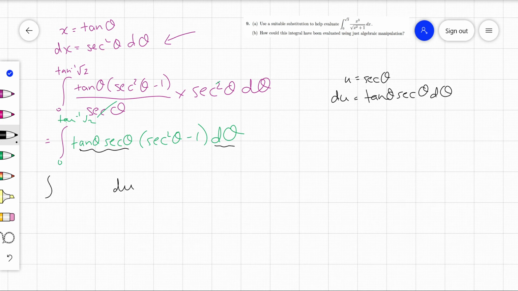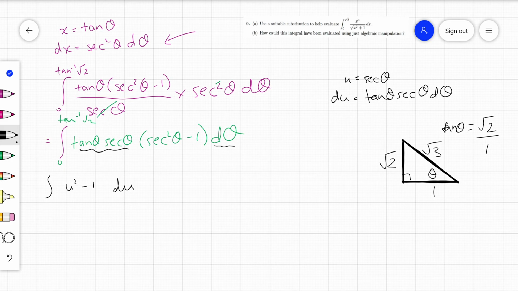And then this would be u squared minus 1. Of course, we need u limits. If this is difficult for you, just remember that you could always use a right angle triangle and put a theta there. And using the fact that tan theta has to be root 2, we can go opposite over adjacent, so root 2 over 1, and then your third side using Pythagoras would be root 3.